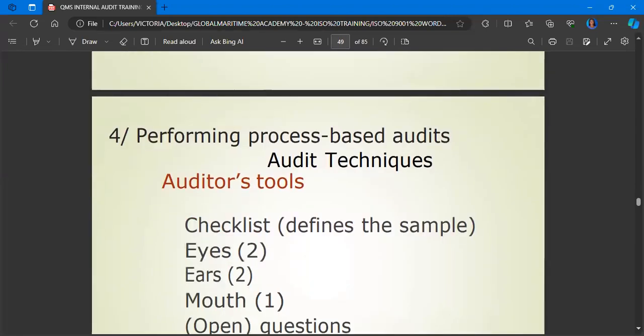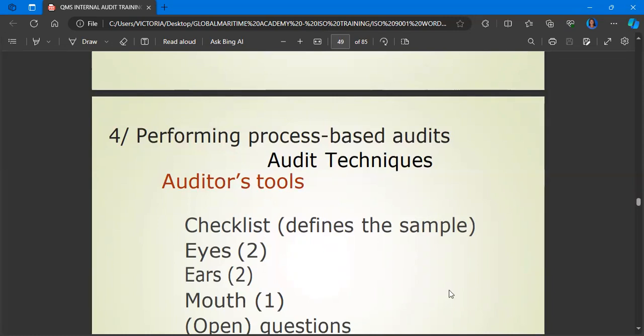Audit techniques, that is talking about the auditor's tools. As an upcoming management system auditor, you'll be talking about having checklists that will guide you in checking so that you don't miss out any section of the clause. What are the possible things that you need to check so that you don't miss out? The eyes, the ears, the mouth are part of the auditor's tools.